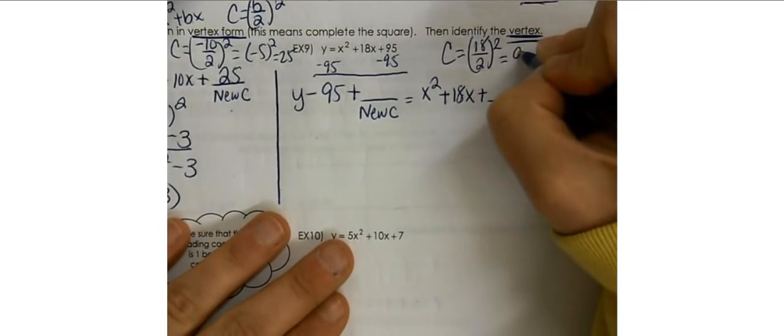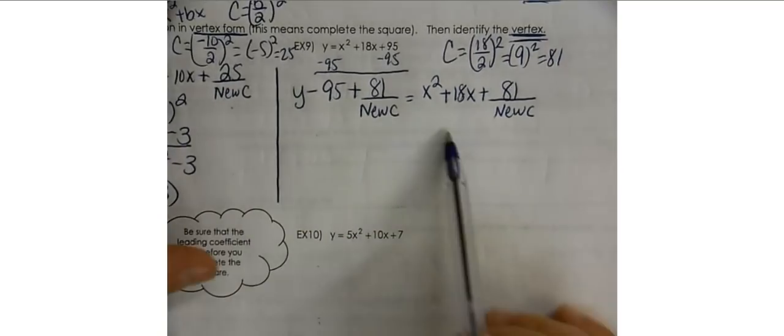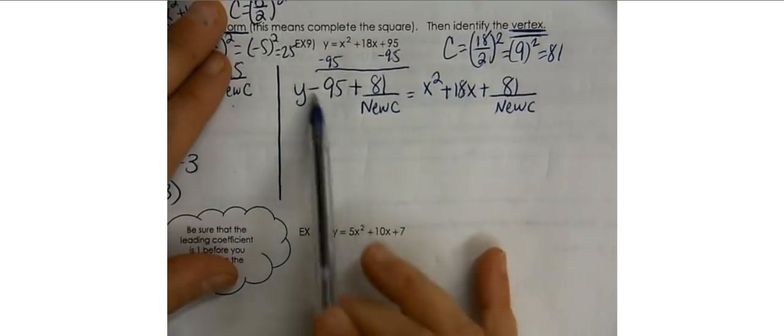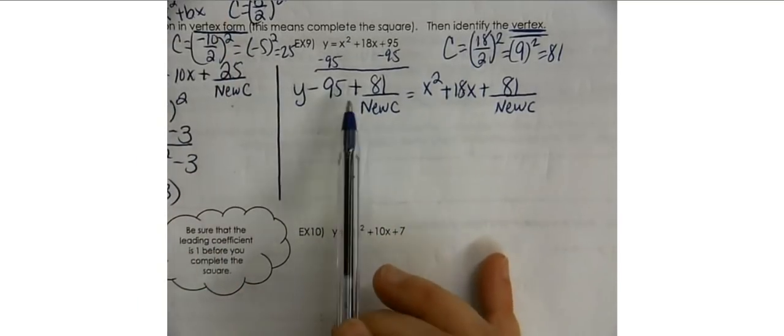Now your new c value is going to be your b value, which is 18, cut in half and squared. So half of 18 is 9, and 9 squared is 81. So I'm going to add 81 to both sides. Whatever you do to one side, you do to the other. We have a perfect square trinomial on one side of our equation, and we're going to combine our like terms on the other side. So negative 95 plus 81 is equal to 14.